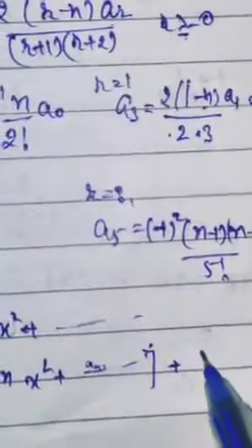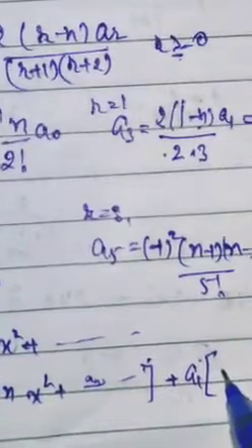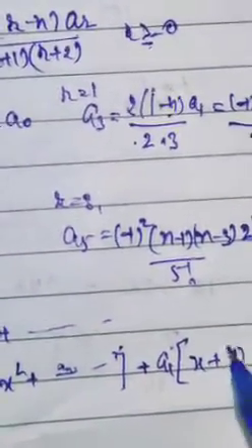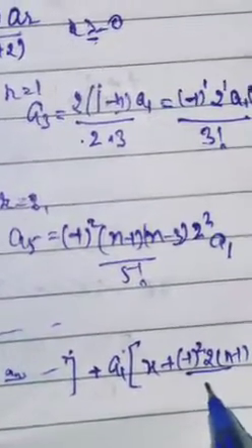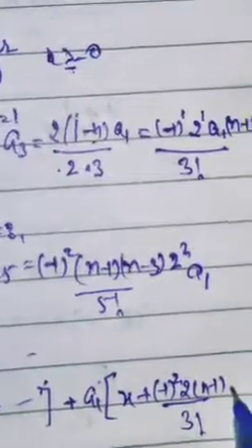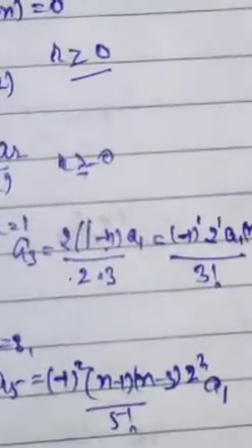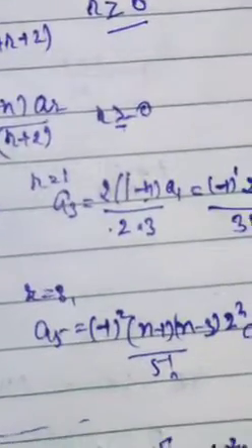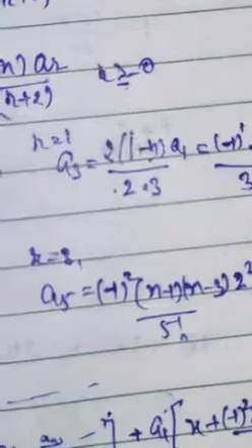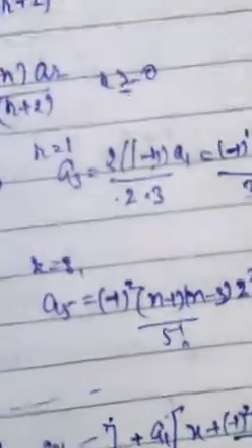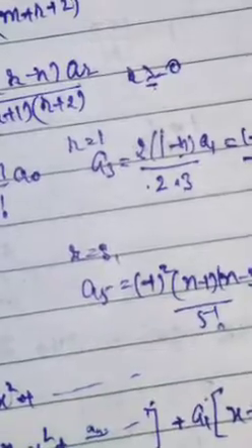So the odd terms will be written as A1 into x plus minus 1 raised to the power 2, 2 into n minus 1 divided by 3 factorial x raised to the power 3, and plus minus 1 square 2 raised to the power 2 n into n minus 1 into n minus 3 by 5 factorial x raised to the power 5, plus up to infinity.